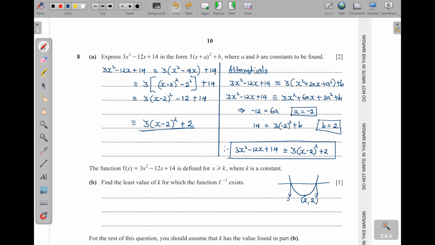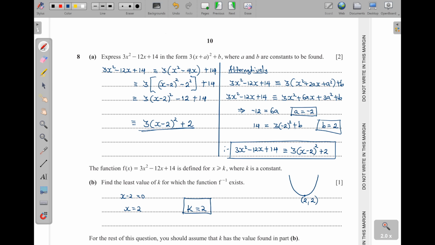So what they do, they go to the turning point and then they choose one side, whether it is to the left or to the right. Okay. Now, here they have given us x greater than or equal to k. And the least value for which the function has an inverse is that turning point, that x value you are having, which is 2. So therefore, you just equate it to 0, and then your x becomes 2. That means your k is going to be that 2. It is at that point where the curve turns, as simple as that.